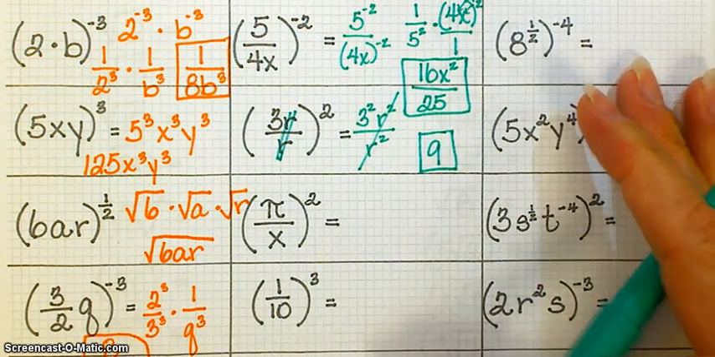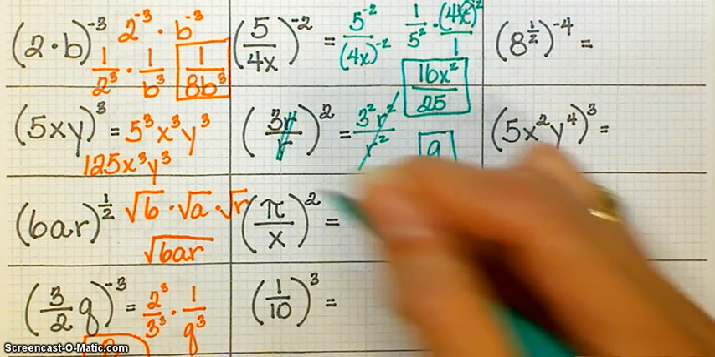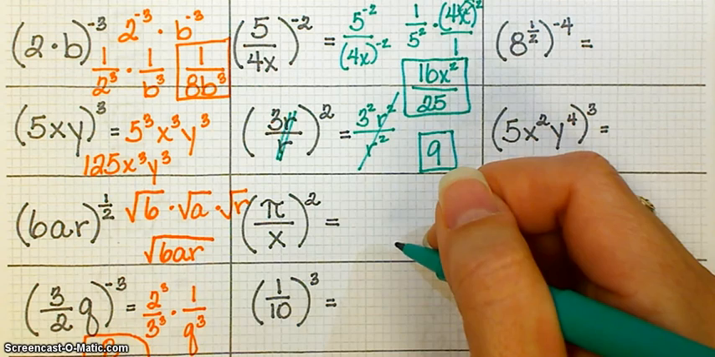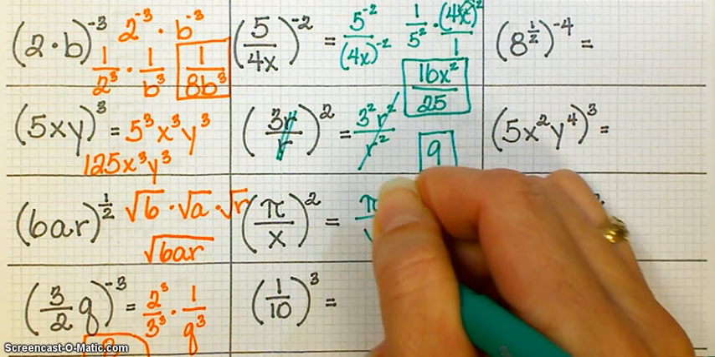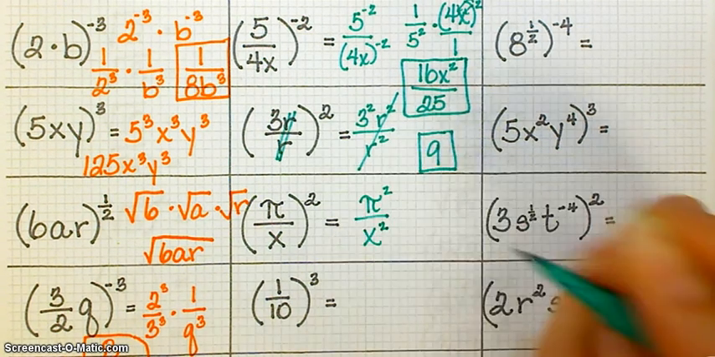This one, the squared applies to both the pi and the x. So on top, I'm going to have pi squared. And in the denominator, I'm going to have x squared.